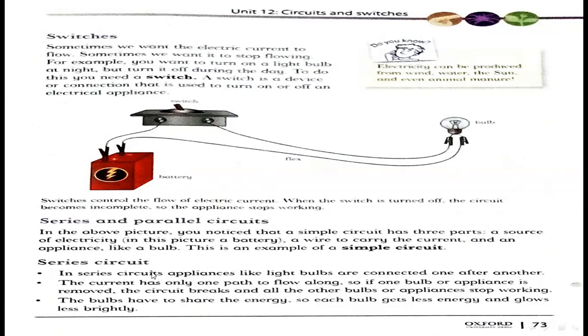Series circuit. In series circuits, appliances like light bulbs are connected one after another. The current has only one path to flow along, so if one bulb or appliance is removed, the circuit breaks and all the other bulbs or appliances stop working. The bulbs have to share the energy, so each bulb gets less energy and glows less brightly.